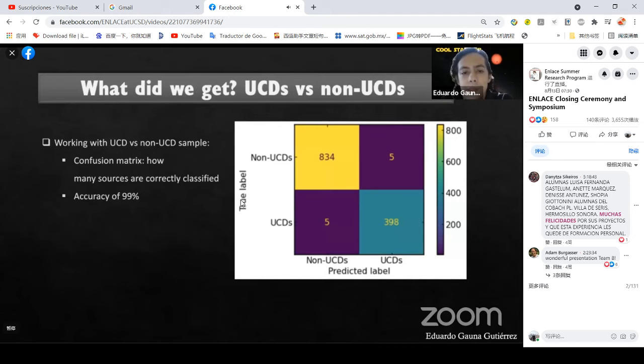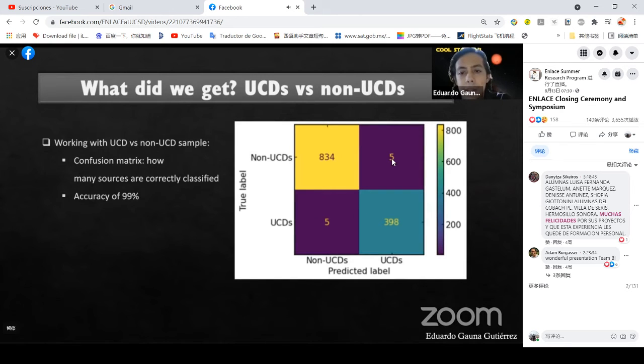First, I'm going to talk about the results when we use the random forest model to classify whether the source is or not a UCD. On the right side of the slide, we're showing a confusion matrix, which tells us how many sources were correctly classified. On the x-axis are the predicted labels, and on the y-axis are the true labels. The numbers inside of the confusion matrix show the amount of sources corresponding to each section, which can be also seen by the background color for that region.